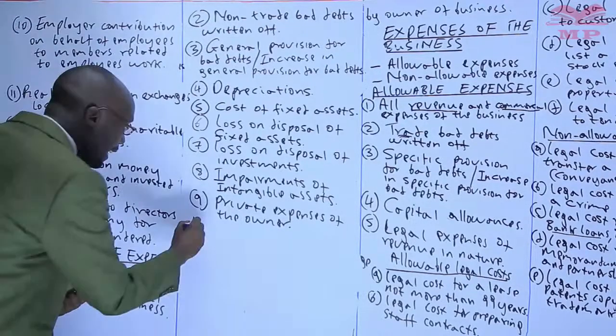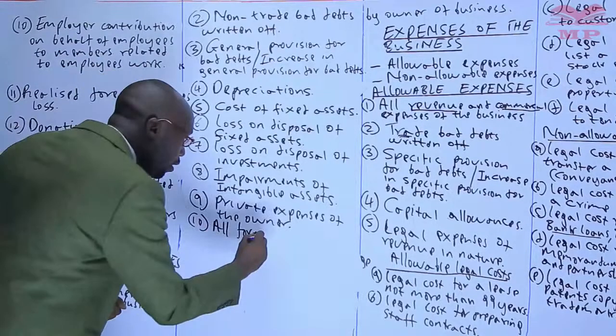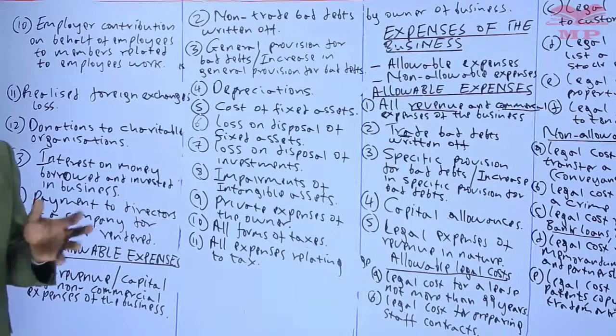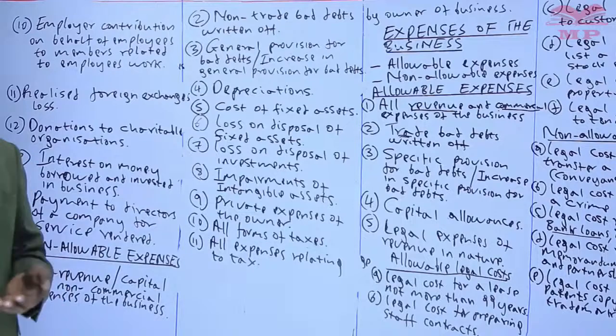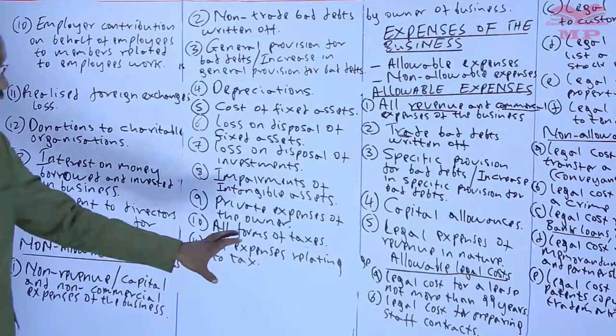Number 10, we have all forms of taxes, or legal fee to hire a lawyer, any other. Sometimes you may not have paid your taxes, and the taxman charges you the penalties, charges you the interest on the tax overdue. All these are not supposed to be allowed. Any expense related to tax, we don't usually allow.